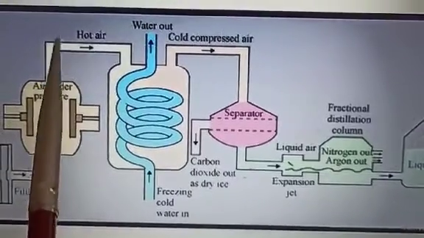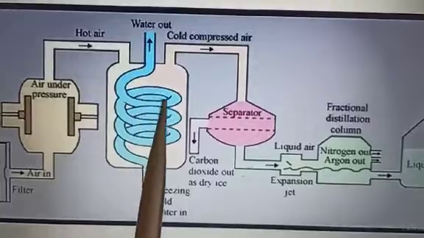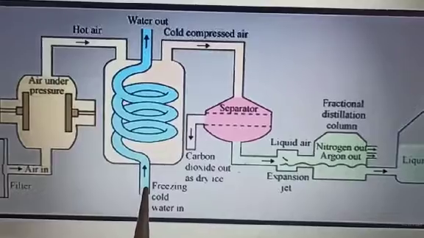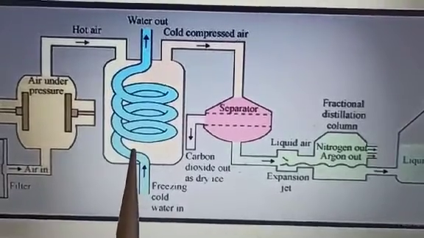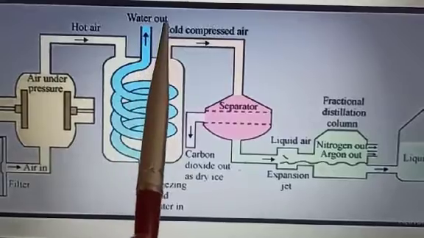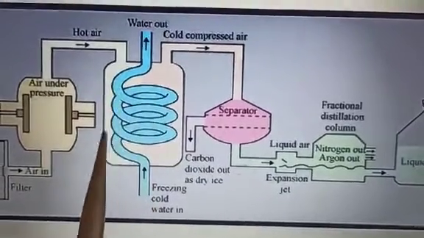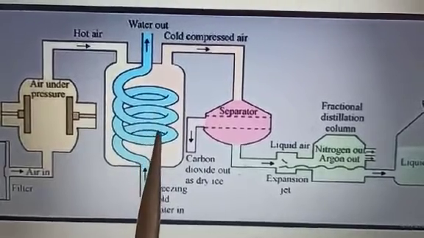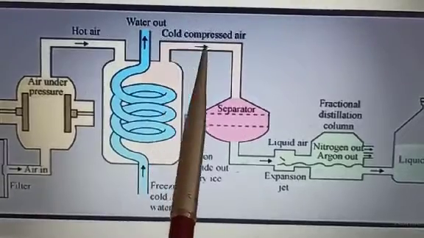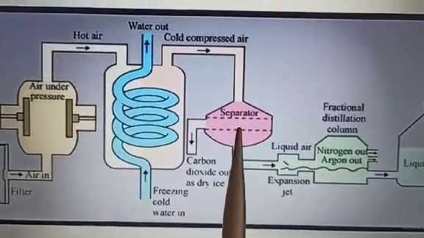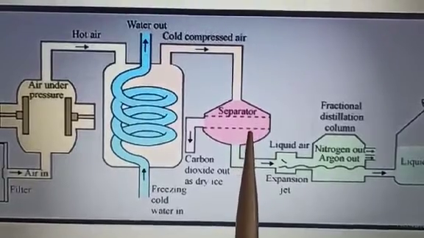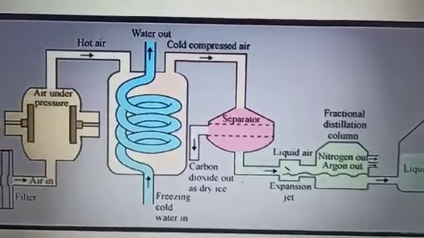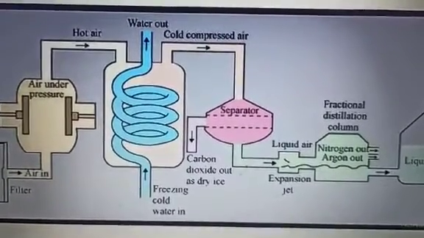Then this air, which is the warm air, comes into this chamber where this is the coil tube, you can see, and through this coil tube the freezing cold water is getting in, and the water is getting out also from this exit point, and this air is cooled down through this freezing water, and this cold compressed air is then coming out into these separators. Into these separators you can see the carbon dioxide comes out as dry ice. It is coming out in the solid form, right?